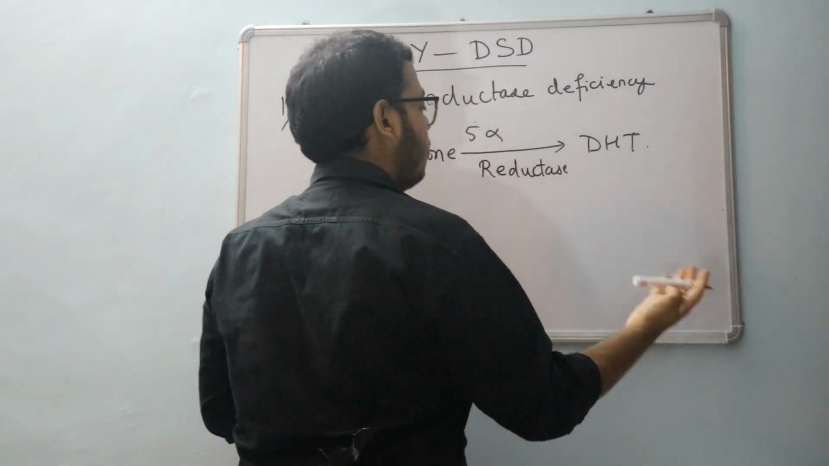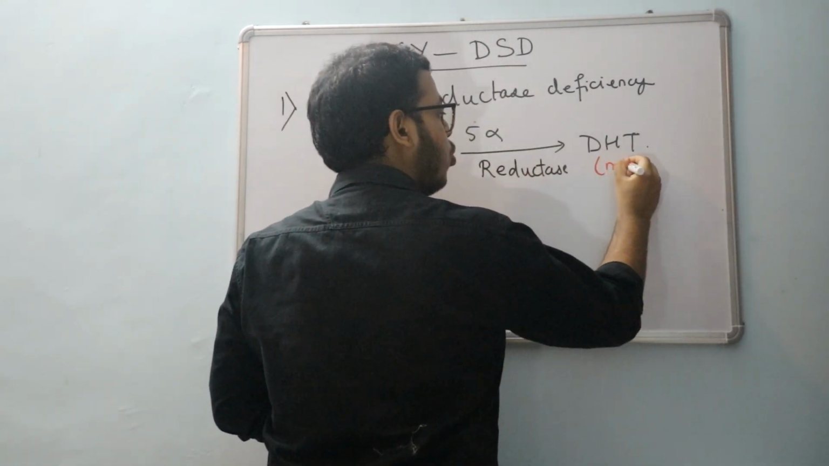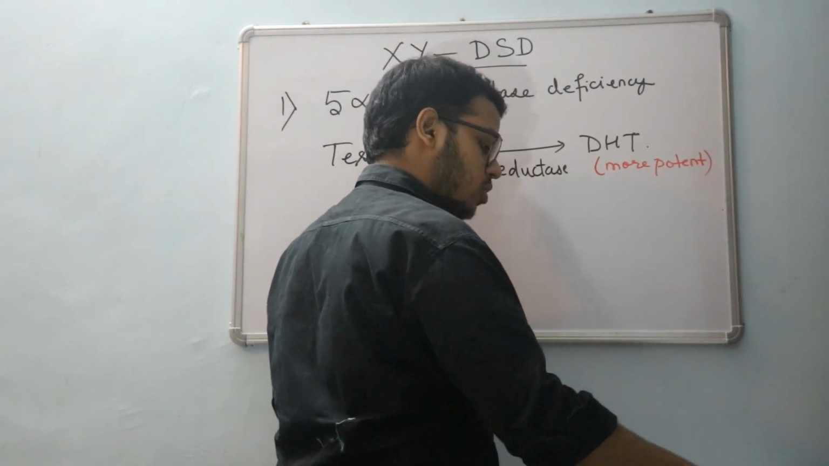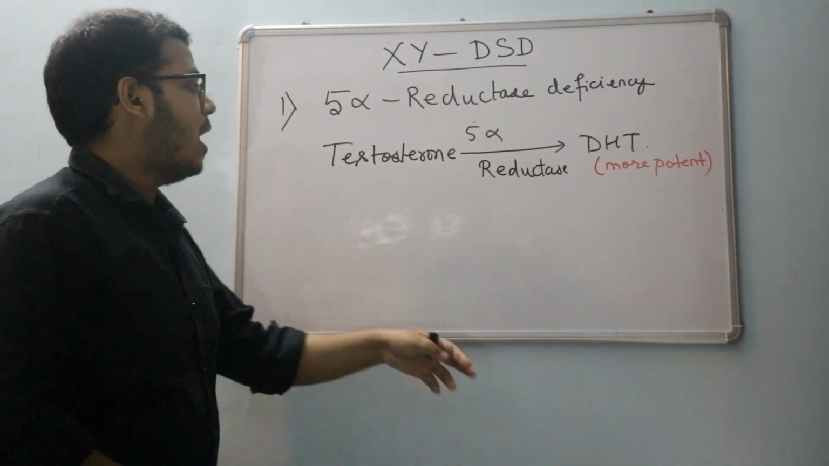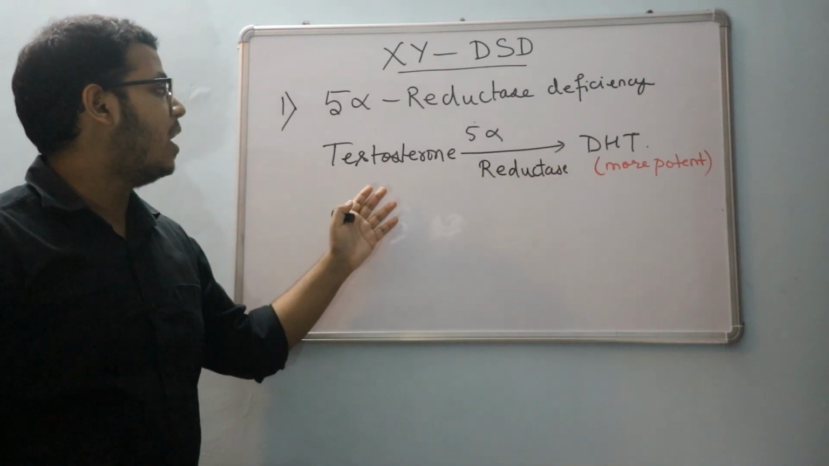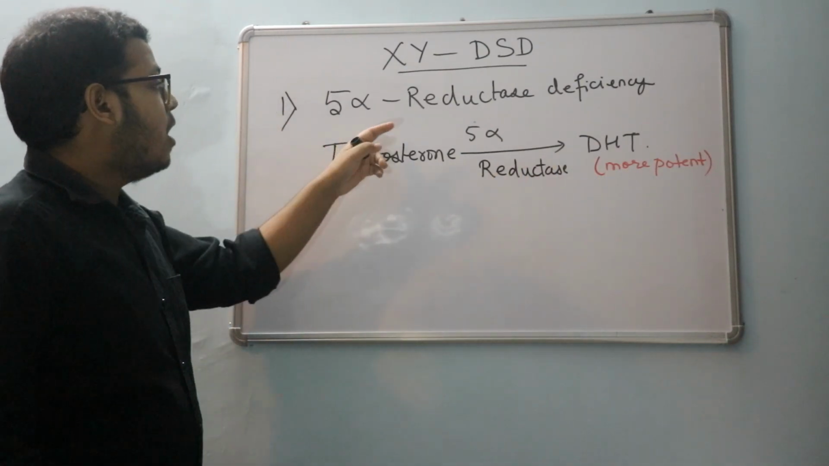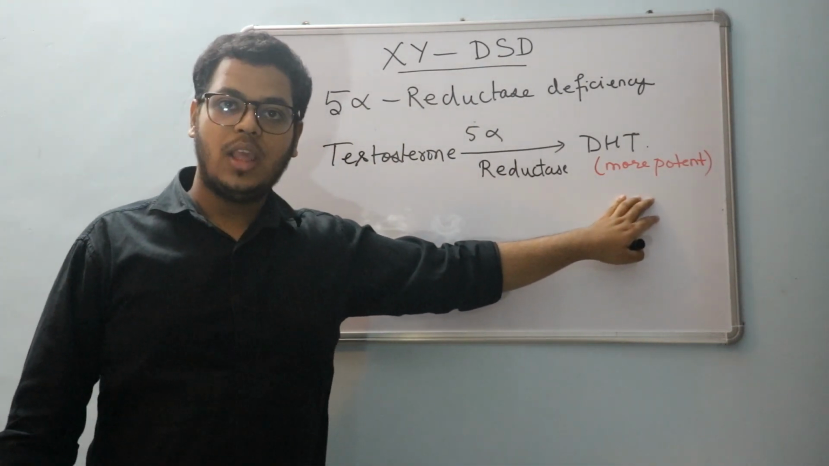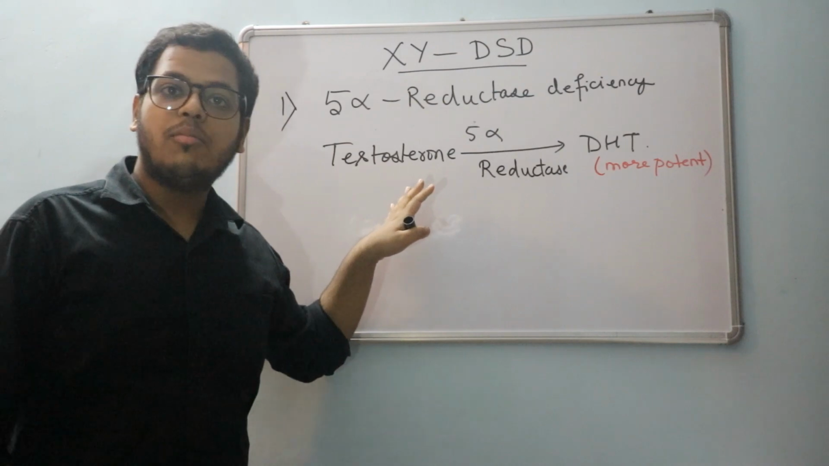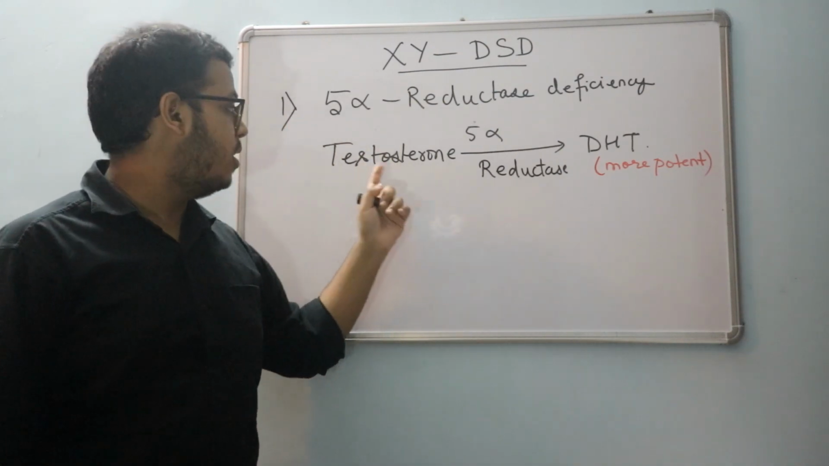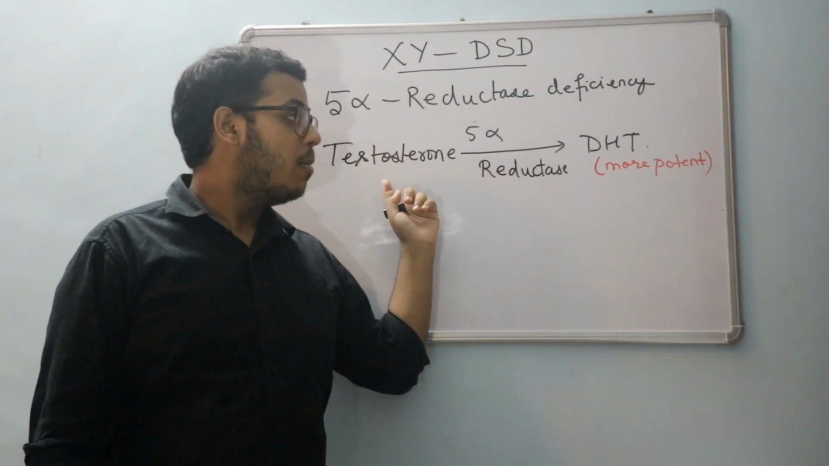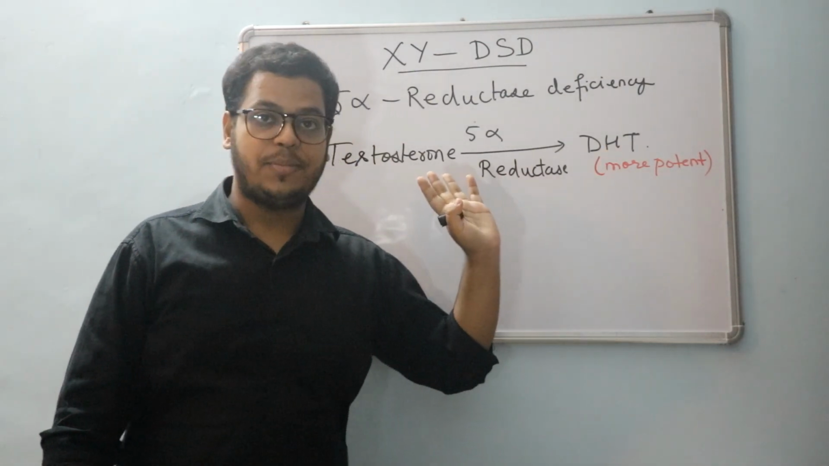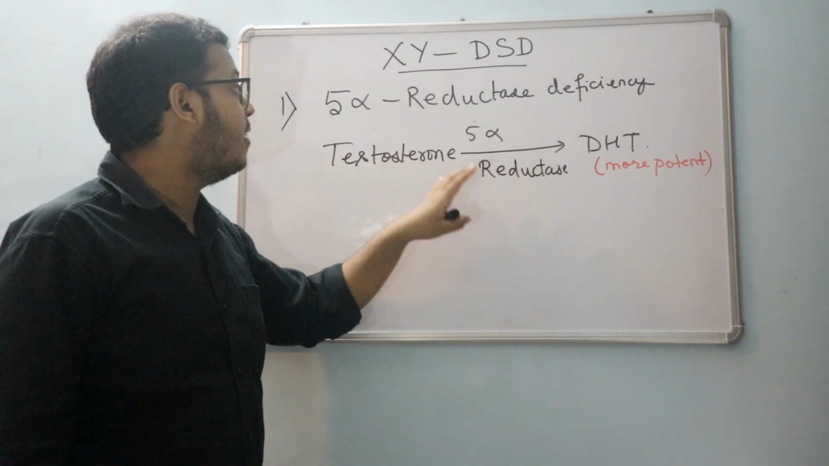What is the importance of DHT? It is a more potent androgen. Okay, testosterone, DHT, these are all androgens, and this is more potent. This is lesser in potency. Now, if 5-alpha reductase is deficient, DHT won't be formed. Testosterone is normal. The testis is normal, everything is normal, testosterone is formed, but it will not be able to convert into its more potent form, that is the DHT. That is the defect that will happen.